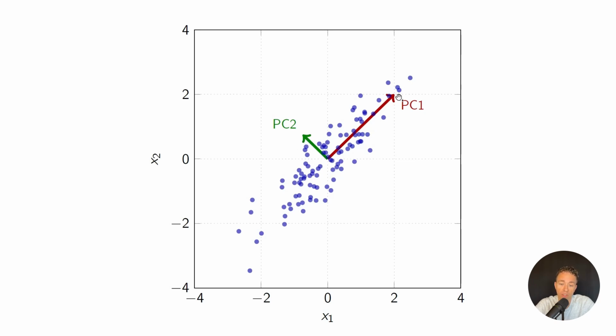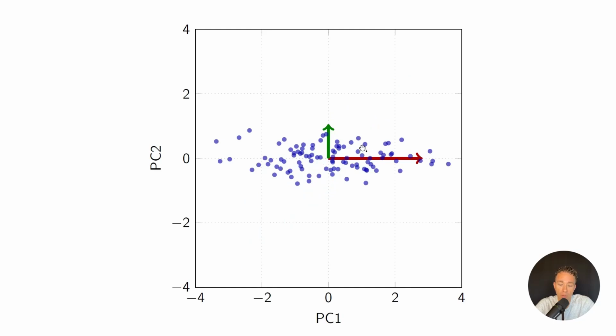These two vectors encode the information that we would need to rotate this data into a new basis, where that new basis is orthogonal. So how do we do that? Well, we just align PC1 with our x-axis. So our new x-axis is not x1 anymore, it's PC1. And then our new y-axis is just going to be orthogonal to PC1.